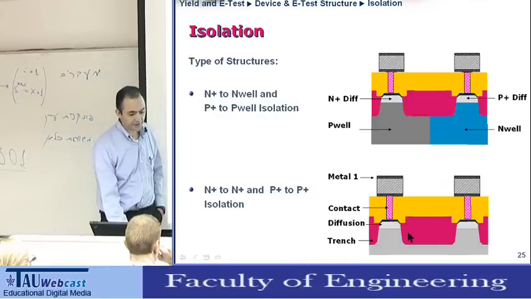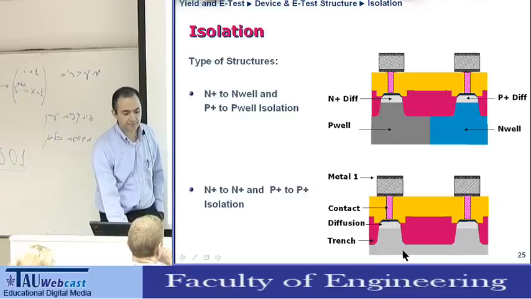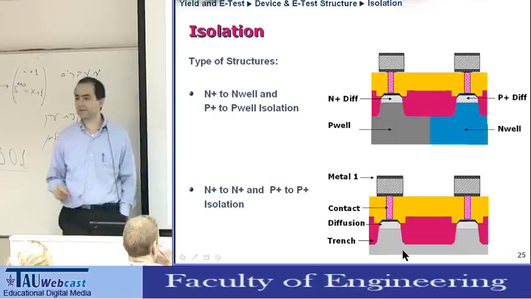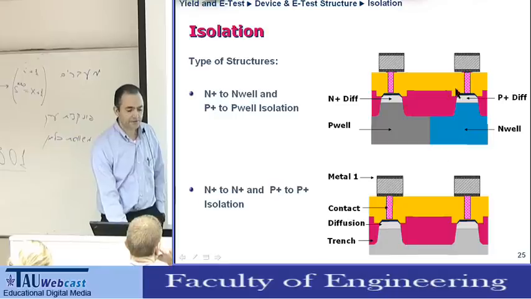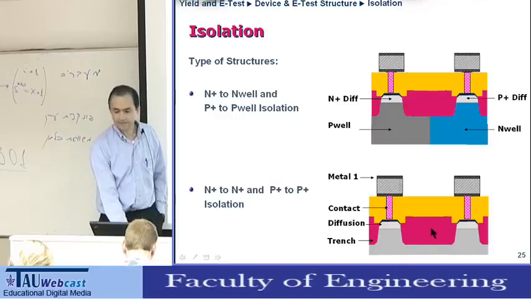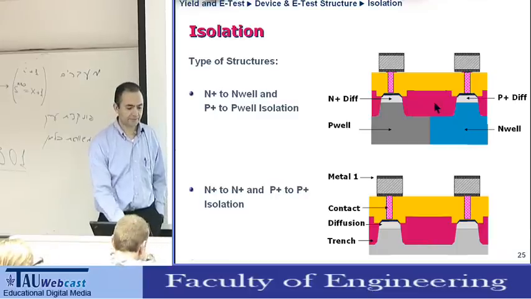Another isolation structure is in the same type of well. So between N plus to N plus in a P well, or between P plus to P plus in an N well. And although in this drawing these two isolations look the same, in reality this one is significantly smaller than this one. Less than half.